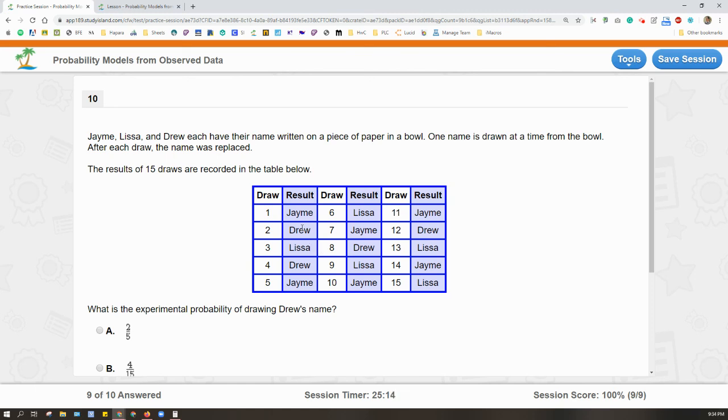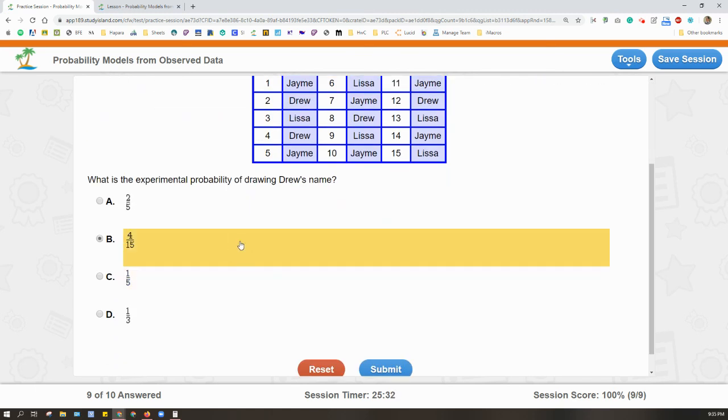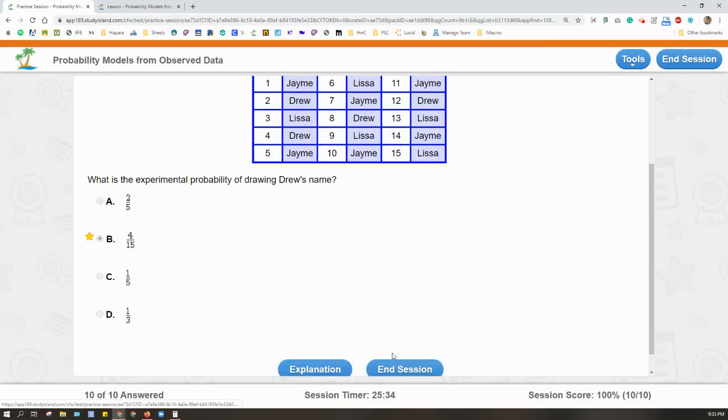So how many times did Drew come up? Count them up. 1, 2, 3, 4. He came up on draw number 2, draw number 4, draw number 8, and draw number 12. So the experimental probability is that he will come up 4 times out of 15. So the fraction 4/15 is our answer. Because we can't simplify it, that's all you have to do.